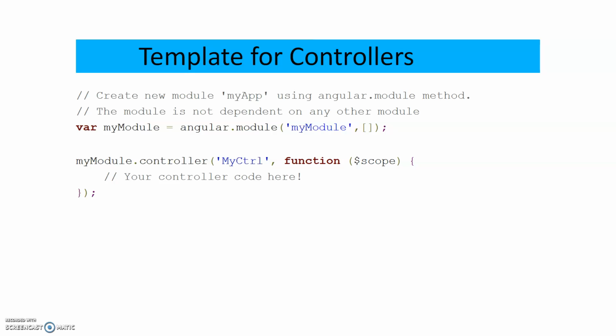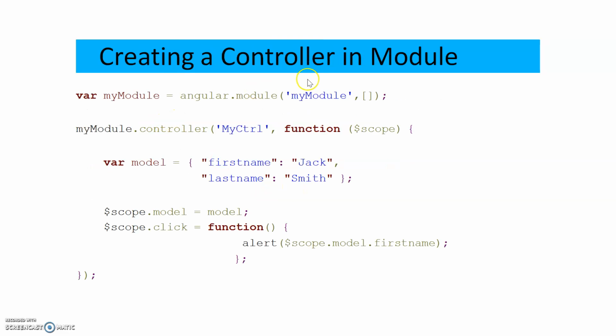This is one more view of how we can create the controller, a template for the controller. For that you have to define a variable, you have to define a module first. With this module object only you can create the controller name, the function and the controller code. So here code is added. What code is added? The model variable, that object is defined, with first name and last name. Then that model is assigned to the scope variable so that it can be used in the view, and then on click event you can show the name. The function is called alert scope.model.firstName.